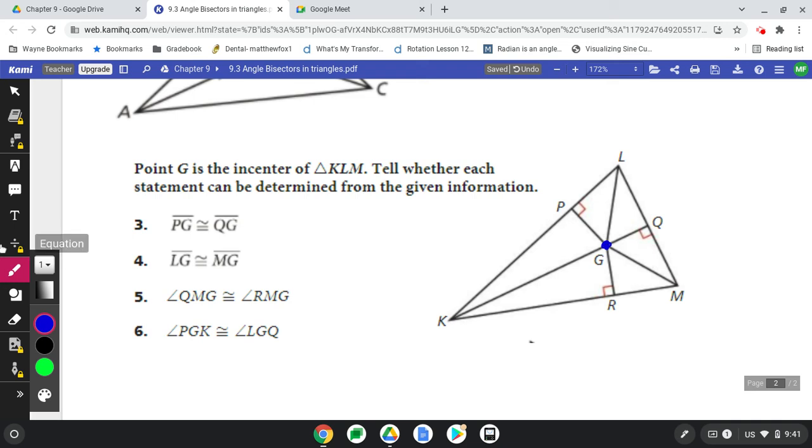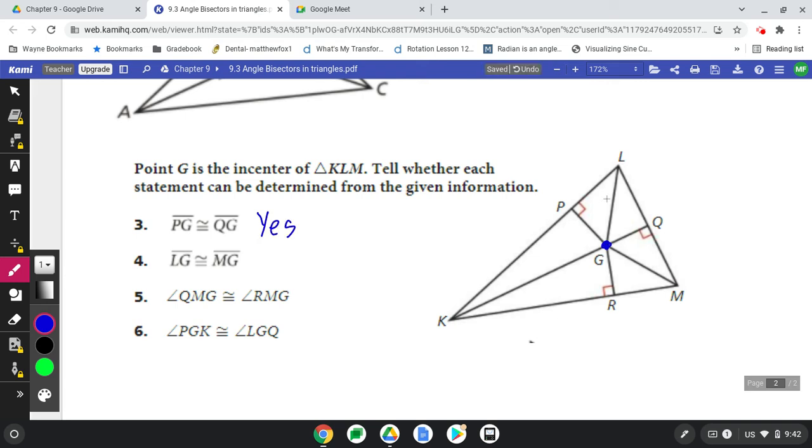So this first question, we're basically saying, do we have enough information to know this? Yes or no? So PG is congruent to QG. PG, QG, they are equidistant. They are the same because this is the incenter. So yes.